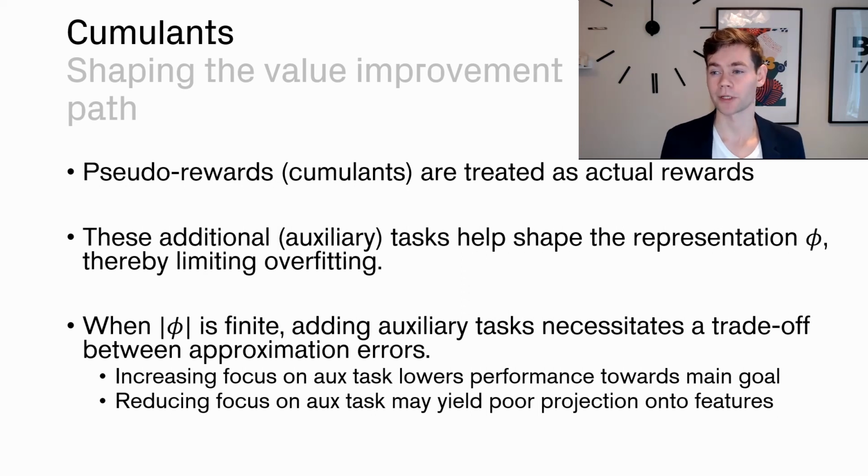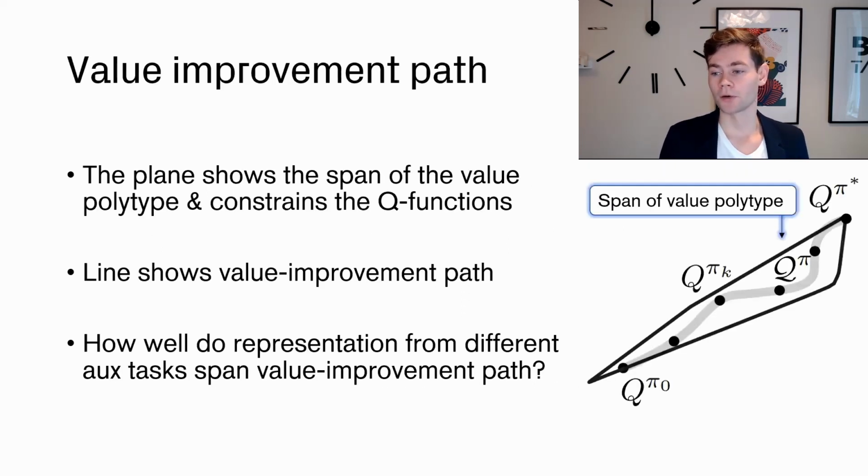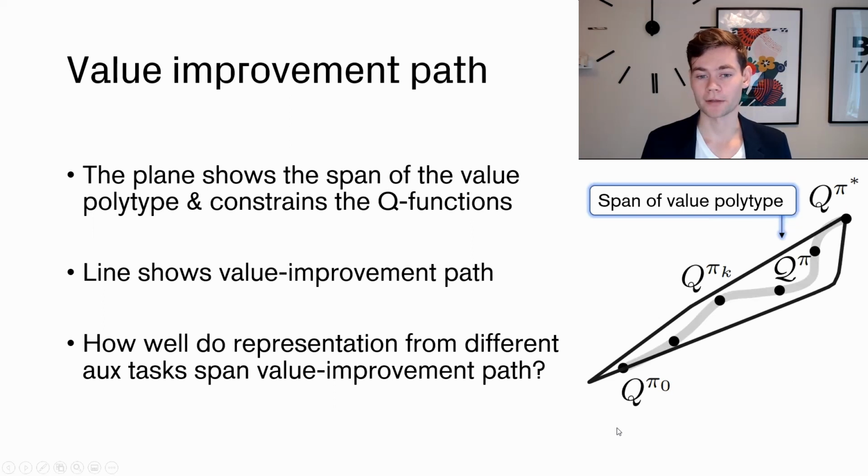And that's exactly what they're trying to do with this paper. So we're going to illustrate now exactly what they're doing with the different methods that they're investigating. First of all, we're just going to have a look at the value improvement path to get a sense for this illustration. They plot everything in a plane here, and this is the span of the polytope that constrains the Q-value functions.